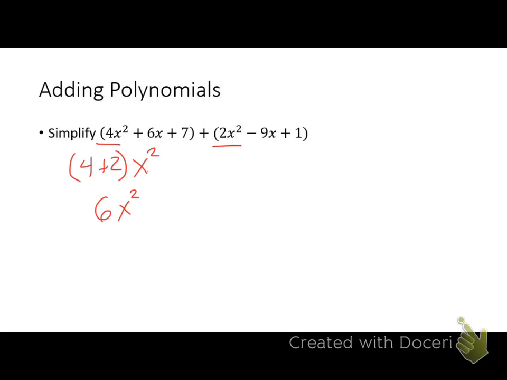And then we can move on and look at the next piece. Okay, so I have my square term. Now I want to start with the next lowest term. So I have a 6 and a negative 9, and they're both x's. Okay, 6 minus 9 is negative 3, so I'm going to write minus 3, and I'll keep my x.